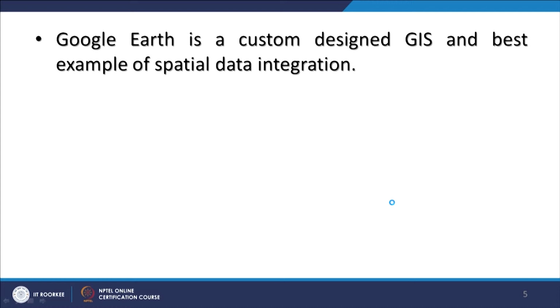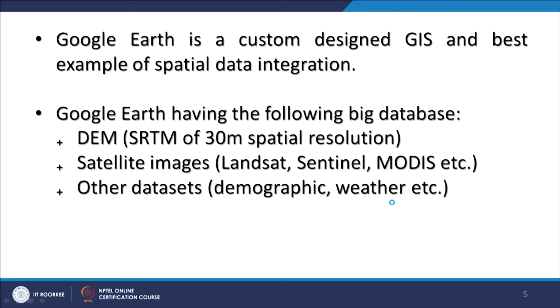Now, Google Earth is a custom designed GIS product, and it is mainly meant for spatial data integration. In the background, it has SRTM 30-meter spatial resolution data, and on top of this you see the satellite images of various satellites: Landsat, all images are free; Sentinel images are also free; MODIS images are also free. So, it is a platform which has integrated DEM with satellite data for the entire globe in order to study landmarks, and many studies are now coming there.